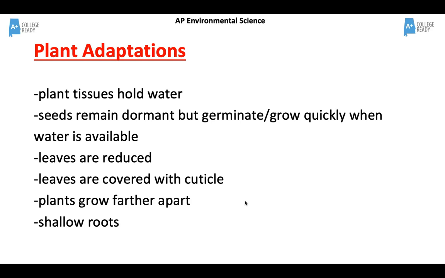There are fewer leaves. The leaves are covered with a cuticle. The plants grow further apart, and the roots are very shallow. And it makes sense that the roots would be shallow, right? Because it said there was hardly any, if any at all, of that humus mineral layer to provide nutrients for those plants. So the roots are pretty shallow, because if you go down deeper, you just get more dirt and rock and sand, and it's not exactly nutritious for them.